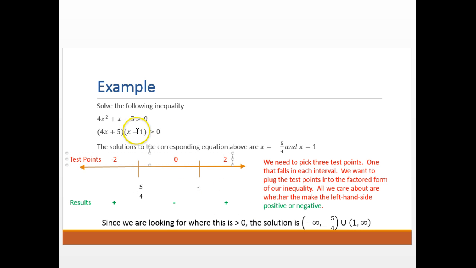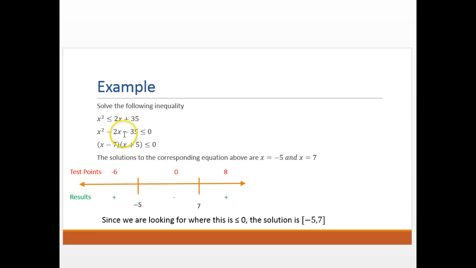My solution says everything greater than 0, so I care about the positive areas. So things that make this greater than 0 are the left interval and the right interval. So from negative infinity to negative 5/4, and from 1 to infinity. So my answer is negative infinity to negative 5/4 union 1 to infinity.